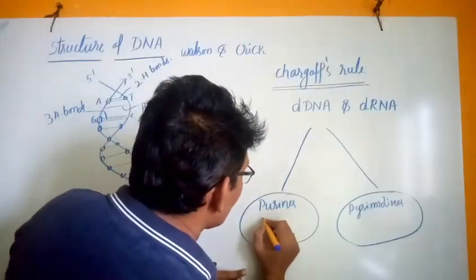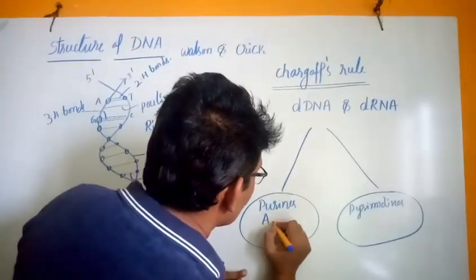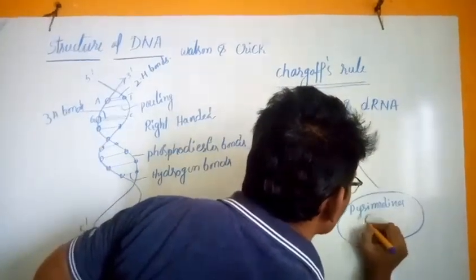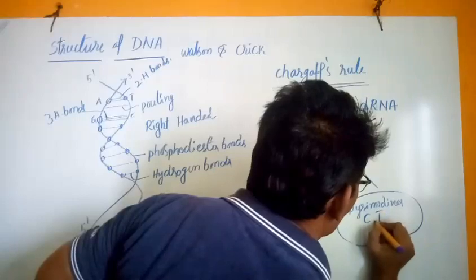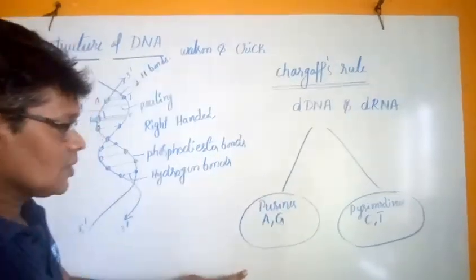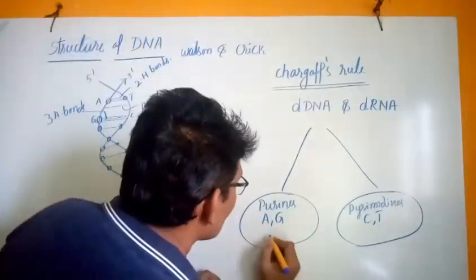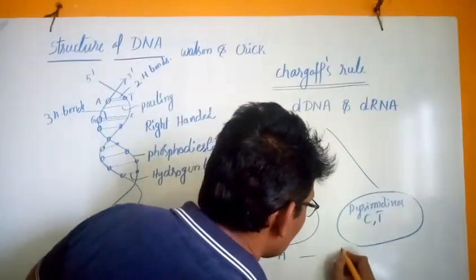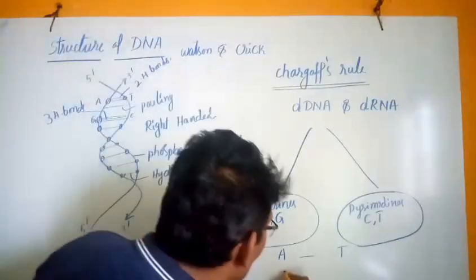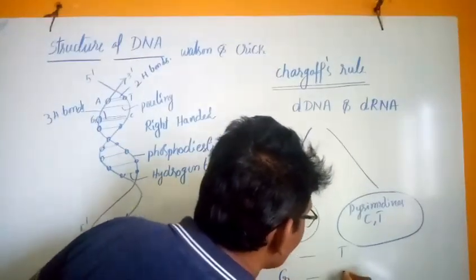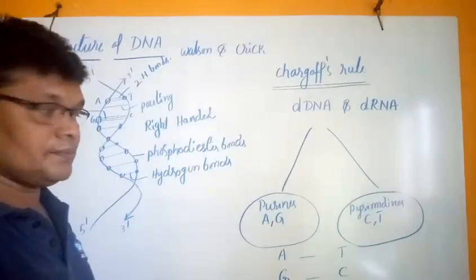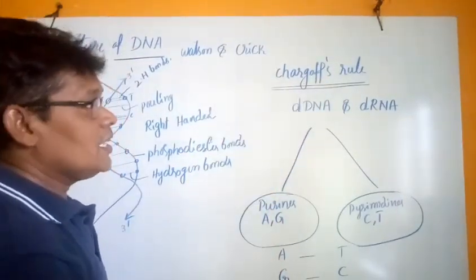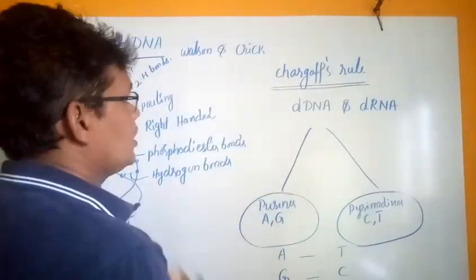Purines are adenine and guanine; pyrimidines are cytosine and thymine. Adenine is linked with thymine, and guanine is linked with cytosine. Chargaff's rule is generally the chemical basis of the DNA molecule.